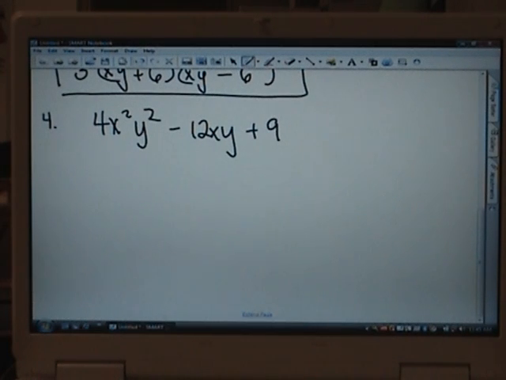6 plus 6 is 12. So, I'm going to factor it. 2xy, 3. What do I want my sign to be? Negative. And negative times a negative is a positive. So my middle term will be negative. My C term will be positive. I make sure I put my little squared up there.